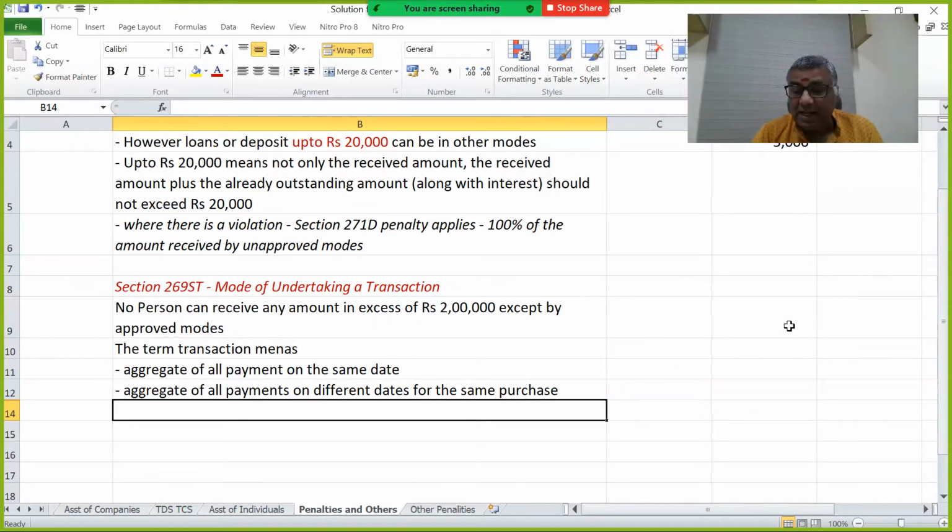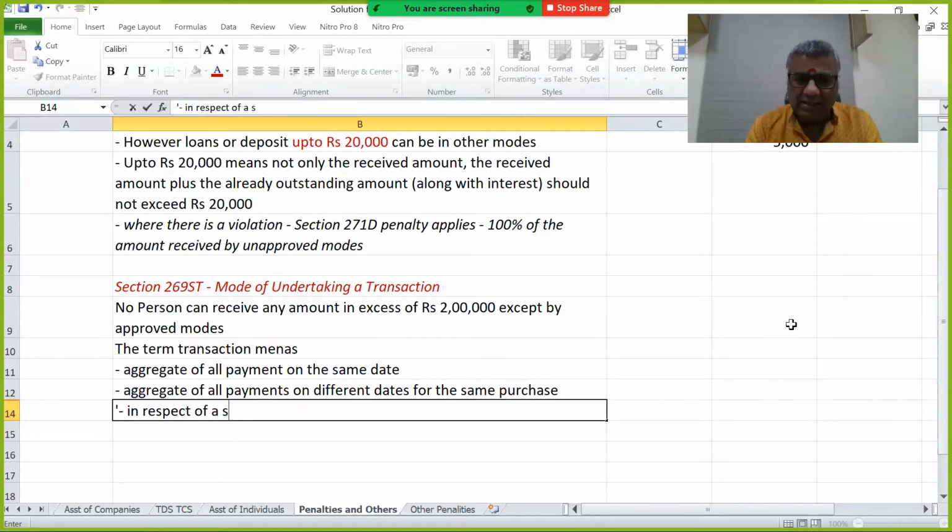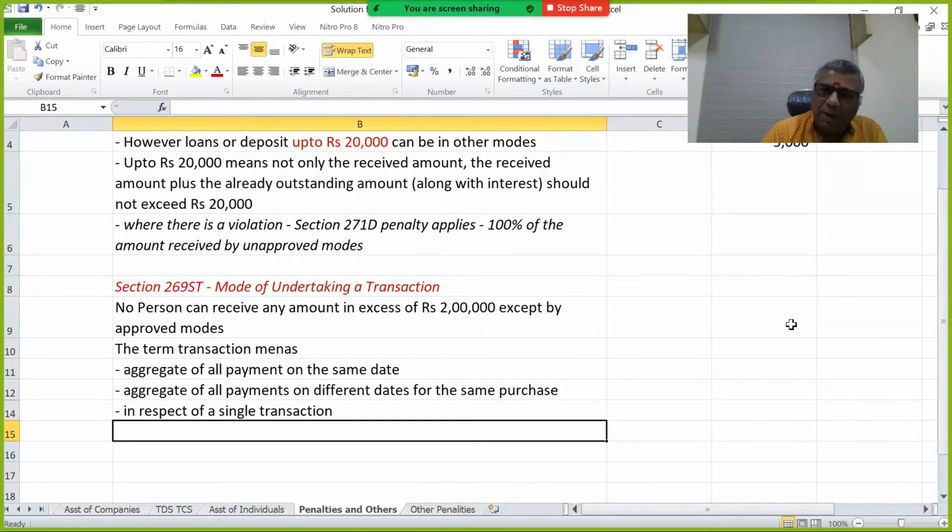This is not only for business; especially in weddings, the caterers and all these people will be in trouble because of this, or in respect of a single transaction. In all these cases, this provision applies. They gave relief only for some entities: for banks, including cooperative banks, government, and post office, these provisions will not apply.